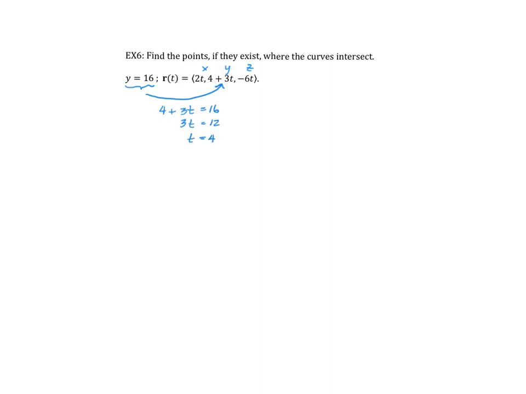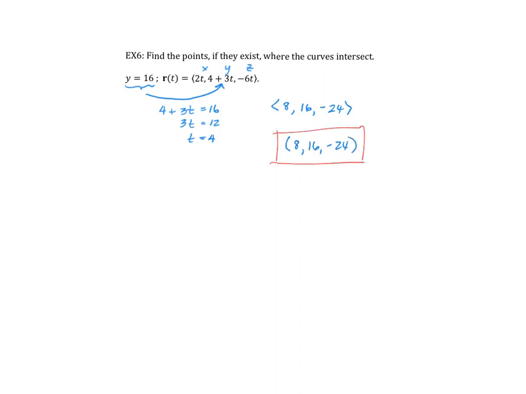So that also tells me that these are going to intersect when t is equal to 4. To figure out the x and the z values, all I have to do is plug in 4 for t. So if t is equal to 4, then it's going to be 8, 16 I already had, and then putting in 4 for t, I get negative 24. So that's in vector form, but we're asked for a point. So the point where these intersect is the point 8, 16, negative 24.